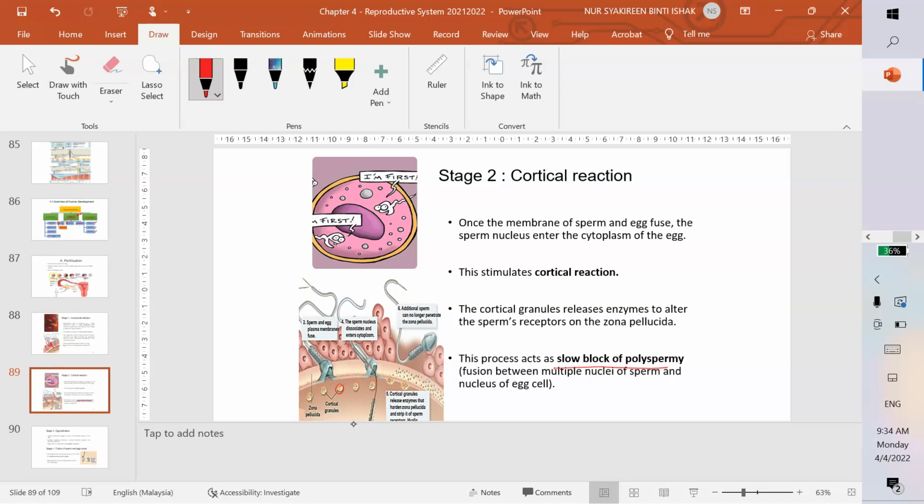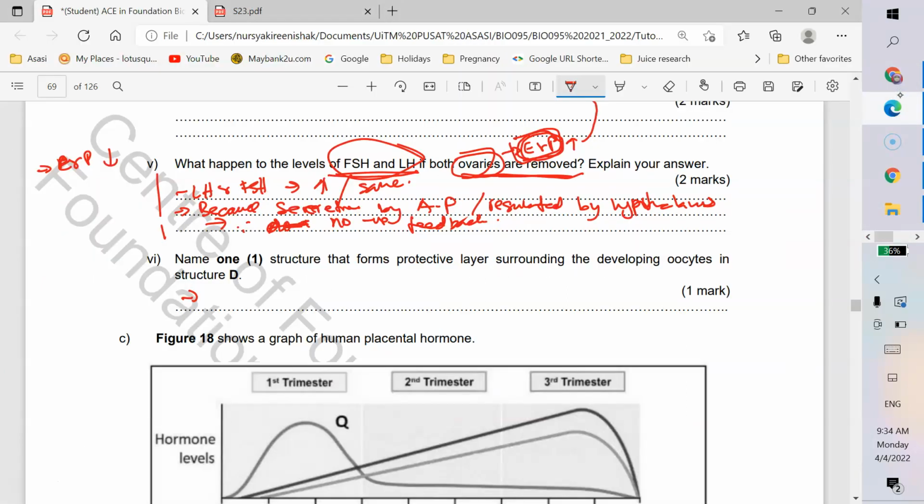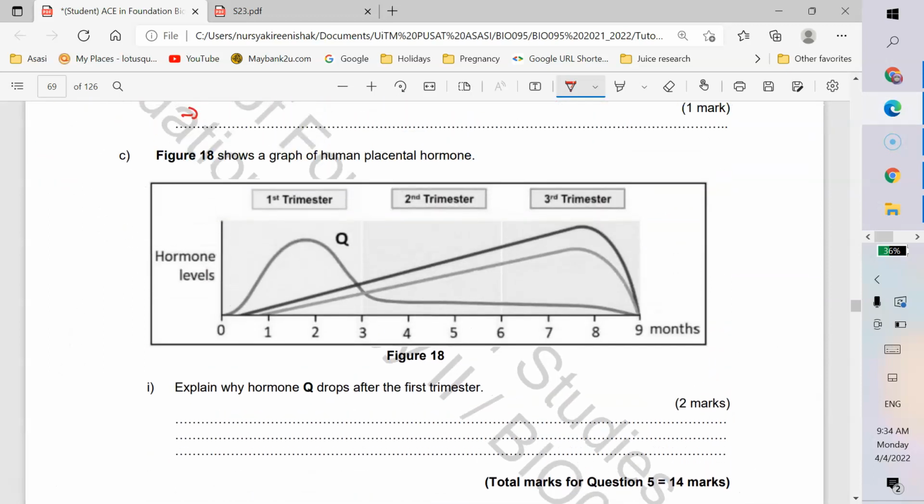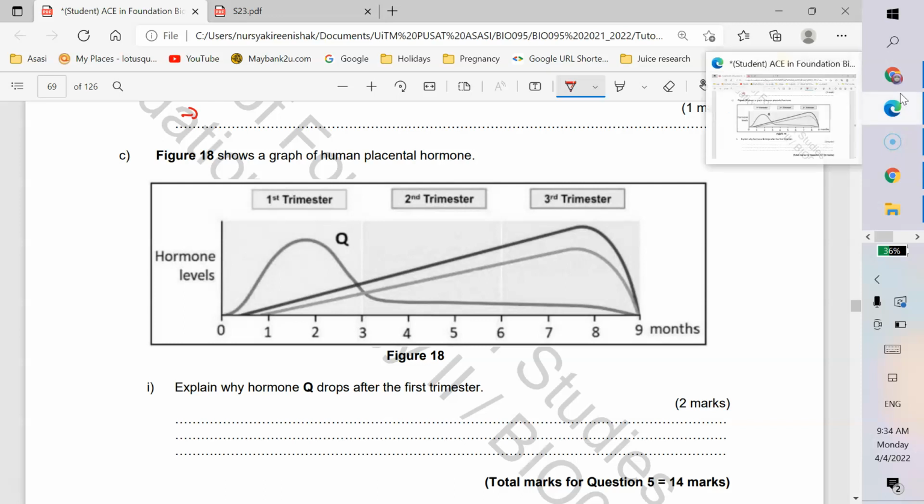Okay, so the last question, my Sarah. Explain why hormone Q drops after the first trimester. After ovulation, estradiol and progesterone secreted by corpus luteum. Ni dah mengandung dah ni. Dia bukan proses nak release secondary oocyte dah. Ni dah proses dah mengandung, dah hasil baby dah.